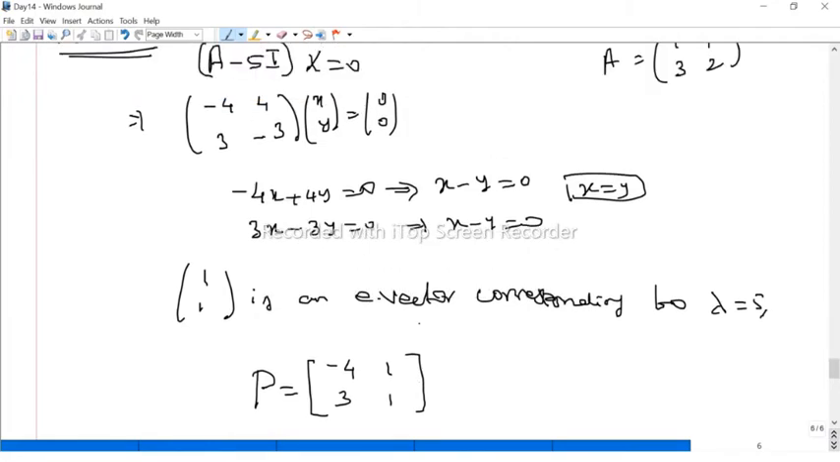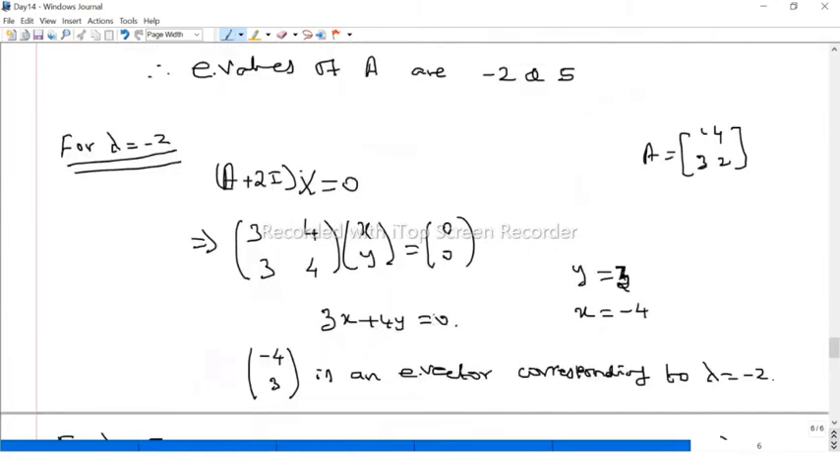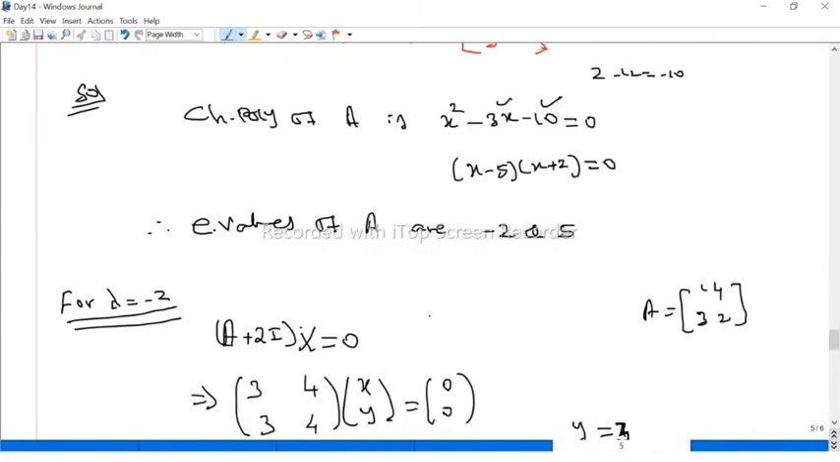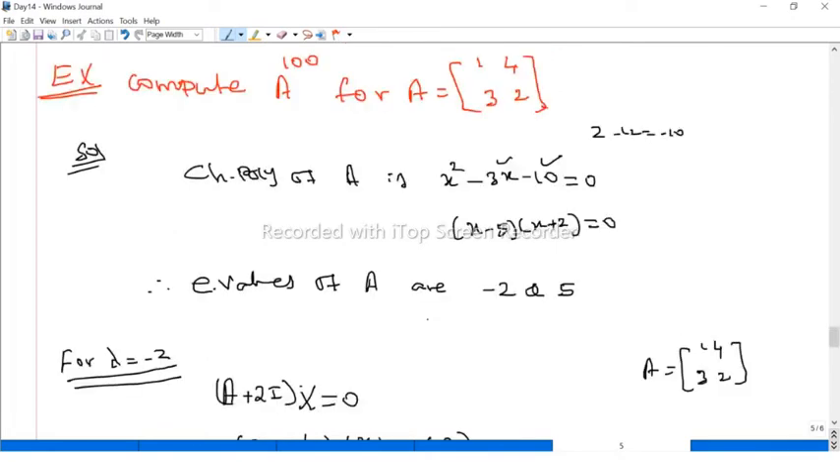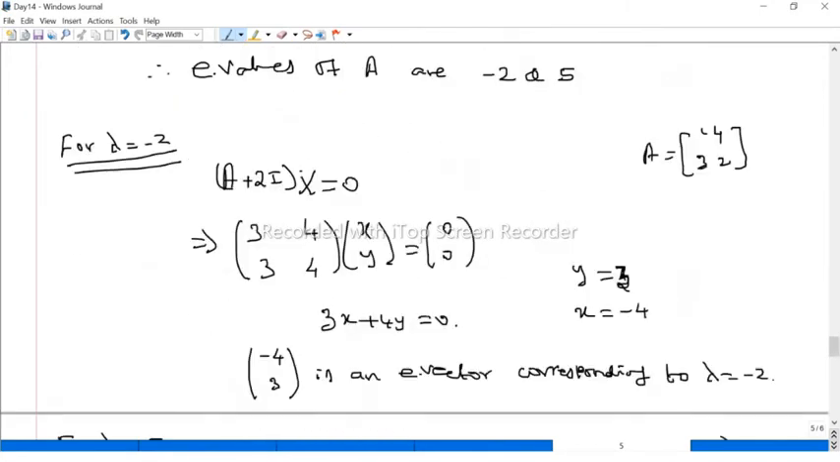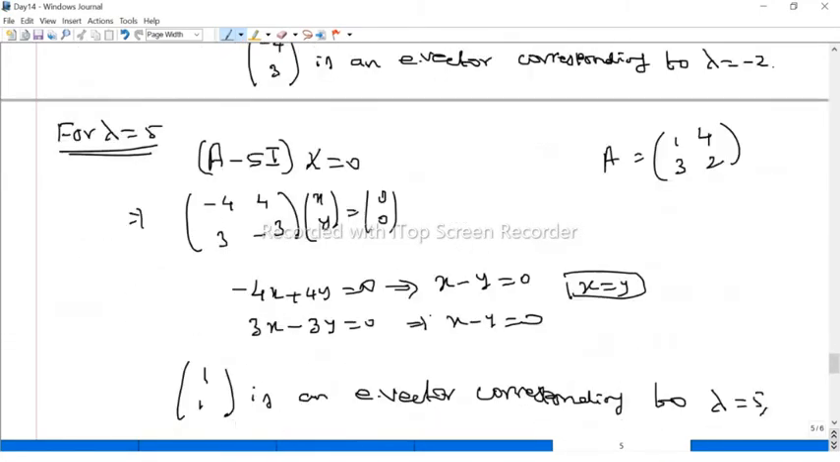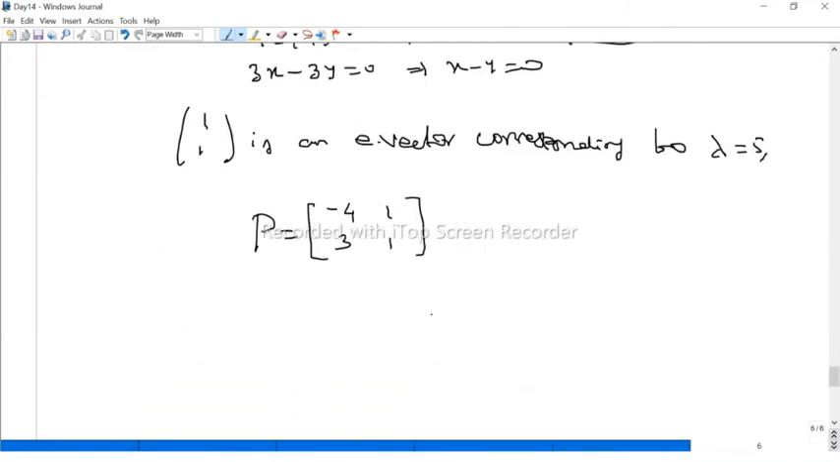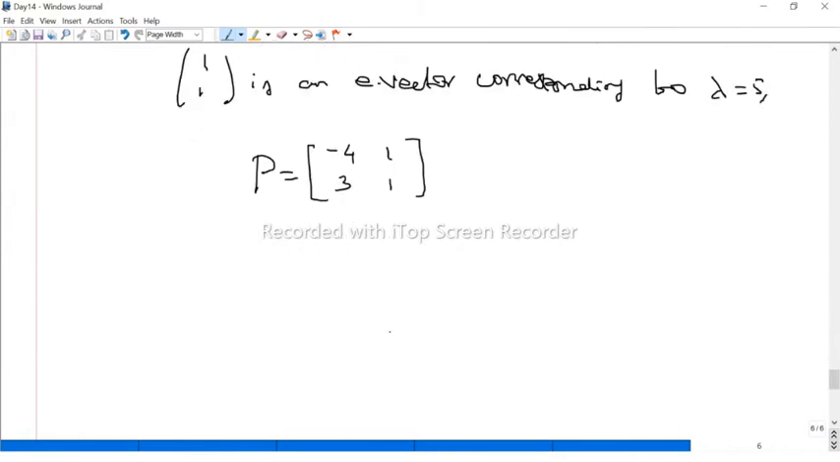Okay. Now since we get distinct eigenvalues, here the eigenvalues are minus 2 and 5, therefore the given matrix A is diagonalizable. It's a 2 by 2 matrix, and all the eigenvalues are distinct. Therefore, this A should be diagonalizable. Therefore, we can get an invertible matrix P such that P inverse AP is diagonal. To find P, we just write the column vectors as the eigenvectors corresponding to the eigenvalues. Now this is P.